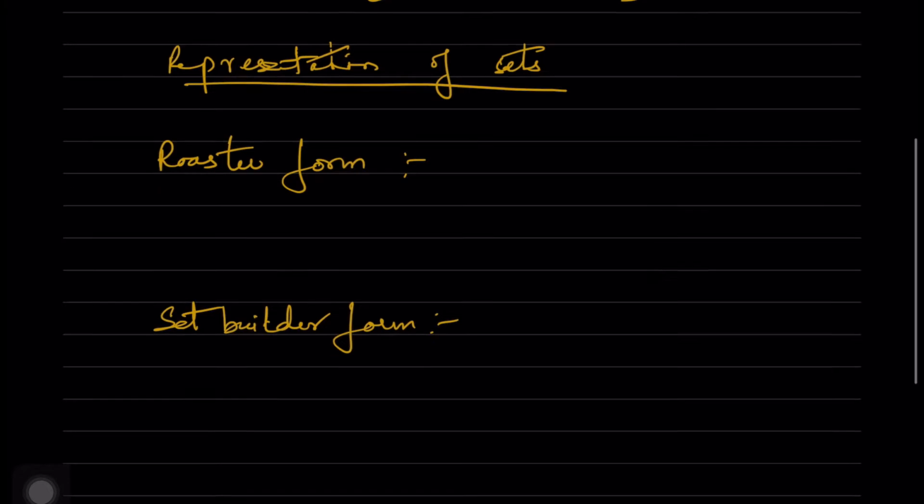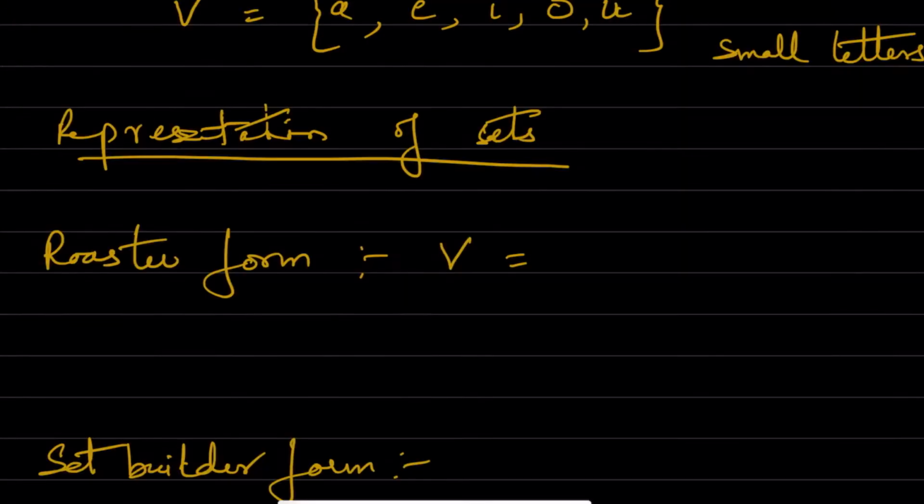So here in roster form, what we write is V is equal to, and you always have to put it in braces. This is called a brace. This is an open brace and then we have to close it. So you have to write all the vowels in this: a, e, i, o, u. No matter in whichever order you write these vowels inside the braces, it should be represented in these braces itself. And the set should be denoted by a capital letter, and all the elements in the set should be denoted in small letters.